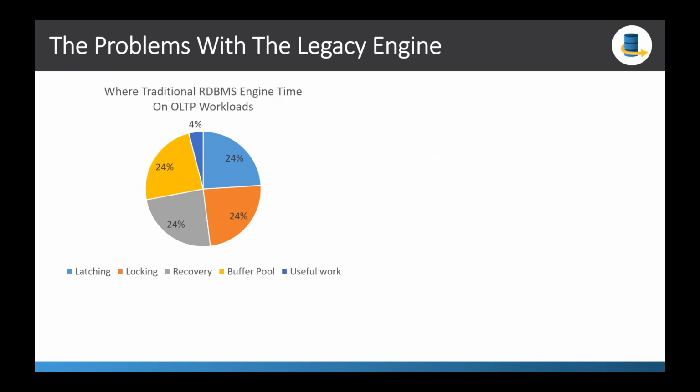Michael Stonebraker works at MIT, and I think he won a Turing Award for computer science. He's done lots of design work with database engines and written lots of papers. What he said is that the problem with a traditional database engine is that only 4% of its wall clock time is actually spent doing useful work. The rest of the time it spends on things such as latching, locking, recovery, and buffer pool management. So what to do?